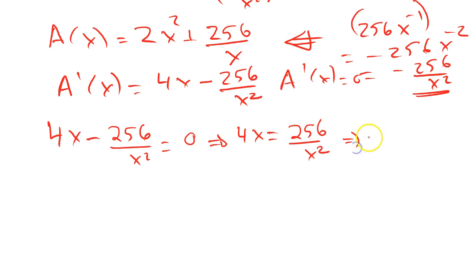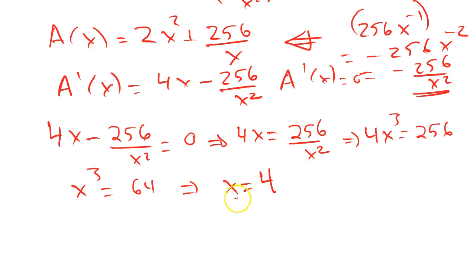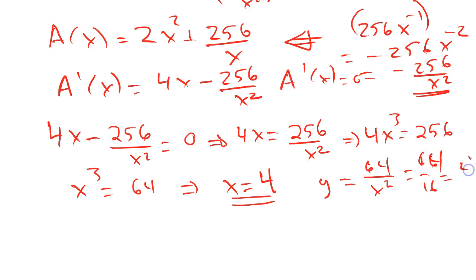If you want to cross multiply, you certainly can. 4x cubed is equal to 256, so x cubed equals 64, and x is simply the cube root of 64, which is 4. That is our length. Going back to the drawing, it's a square base, so the length is 4, the width is 4, and y, if you recall, was 64 over x squared. So it's 64 over 16, which is also 4. So the dimensions are 4 meters by 4 meters by 4 meters.